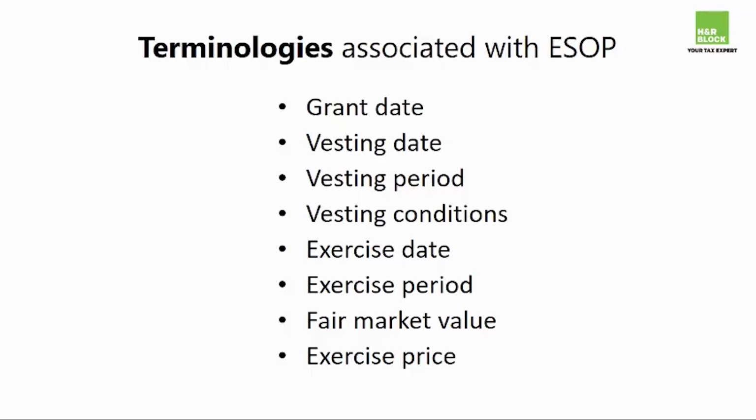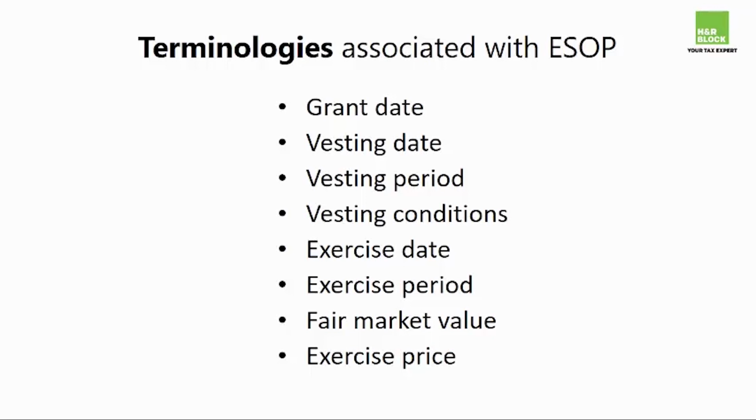So first one is grant date. Grant date is nothing but the date on which the company gives you an option to purchase a particular number of shares. Vesting date is the date on which you satisfy the vesting conditions which are attached to the stock options. Once you satisfy this condition, then only you become eligible to exercise the stock option. So this date on which you satisfy the condition is called the vesting date.